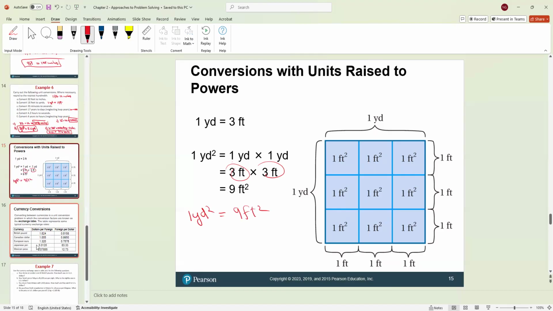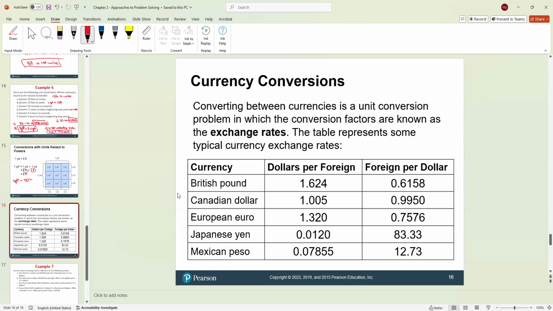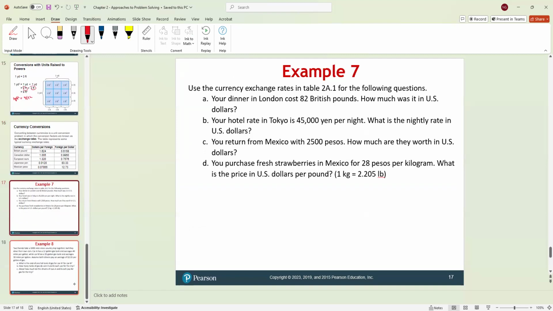We can also convert currency, like usually when you travel. So when you travel, you can convert your US dollars to European euros, or Canadian dollars, or Mexican pesos, or Japanese yen, or Haitian gourdes. All you need to do is, it all depends which units you want to start with.